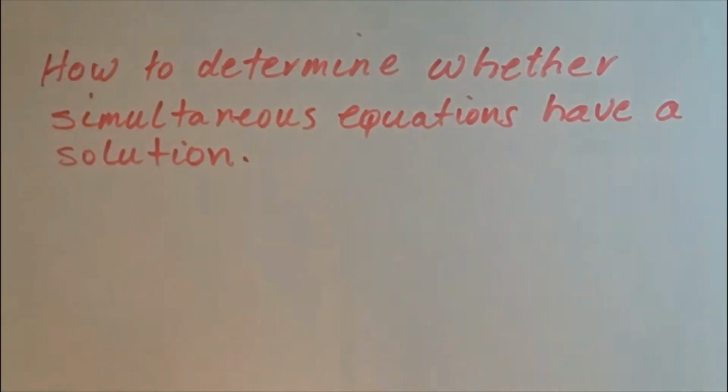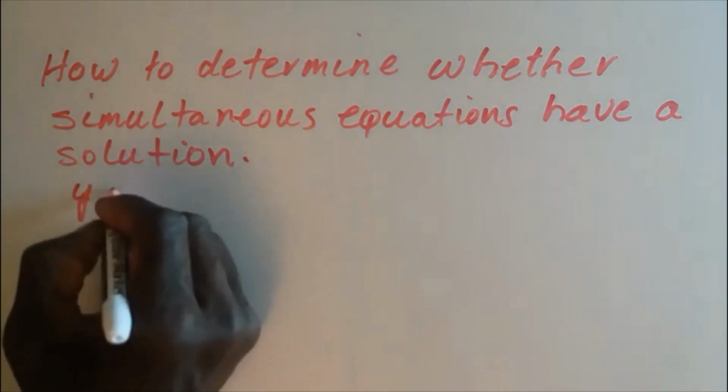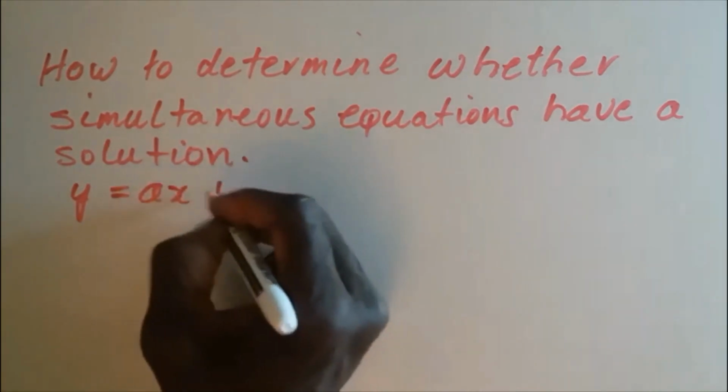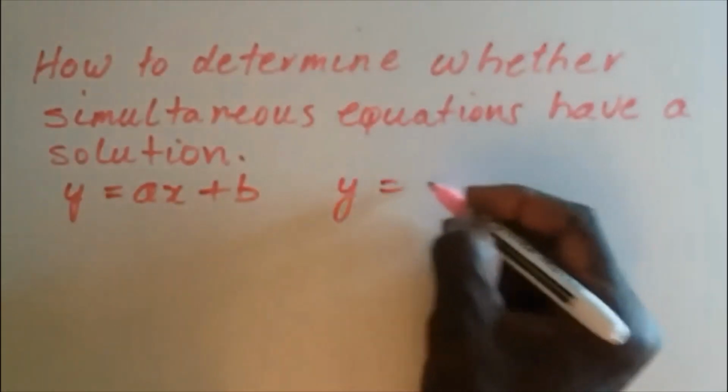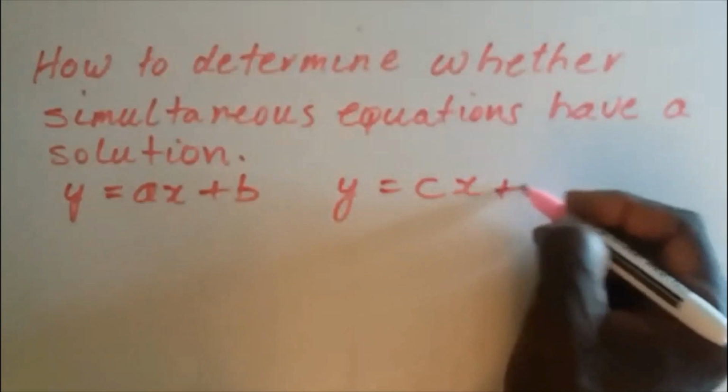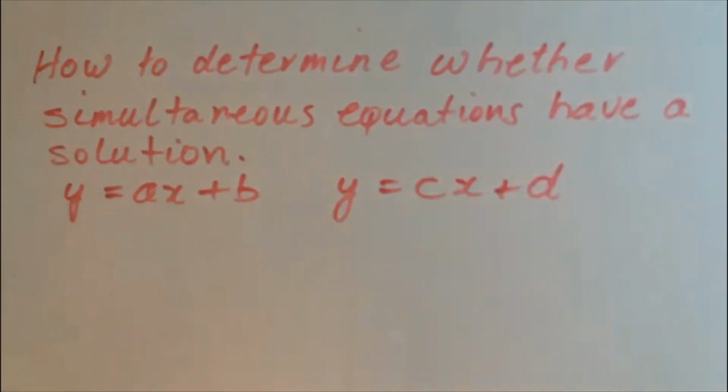How to determine whether simultaneous equations have a solution. Suppose we have two simultaneous equations and they're written in the form y is equal to ax add b and y is equal to cx add d. And we'd like to find out whether they have solutions, and if they do have solutions, how many solutions do they have?